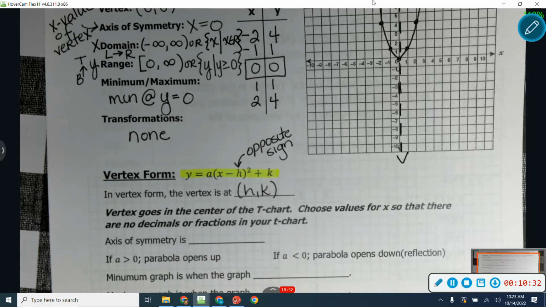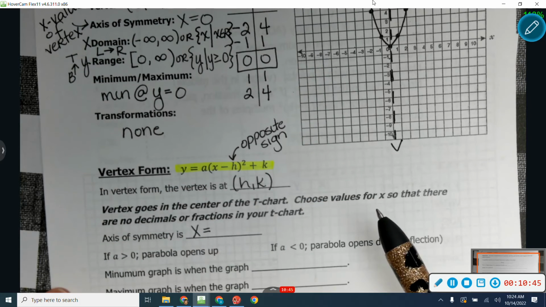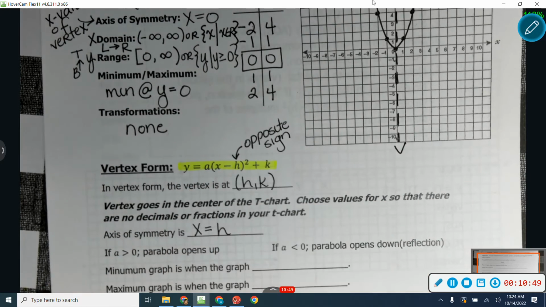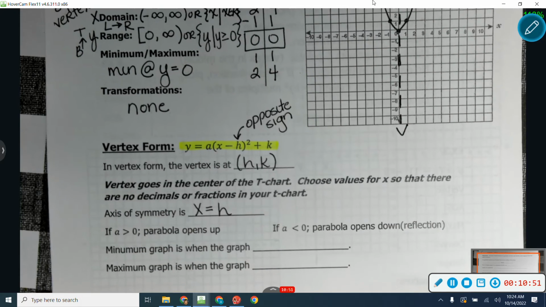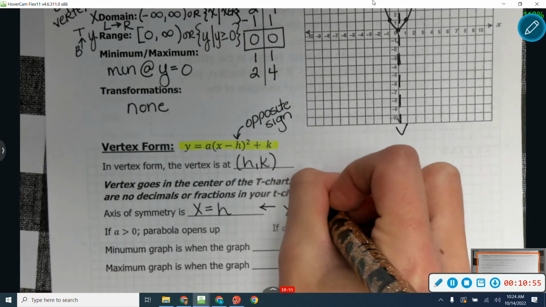Okay? Your vertex is still going to go in the center of your chart, and we're not going to do decimals or fractions in the chart unless it happens to be your vertex. Okay? Your axis of symmetry, we said is x equals, and I said it's the x value of your vertex. If the x value is h, right now our axis of symmetry is x equals h. But again, all you have to know is it's x equals the x value of your vertex.